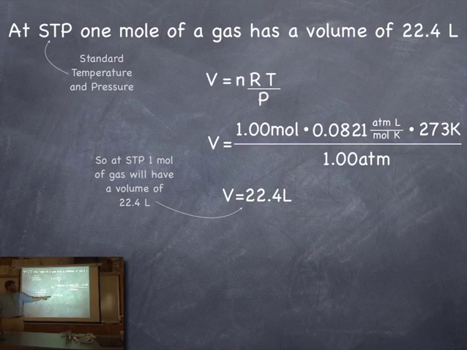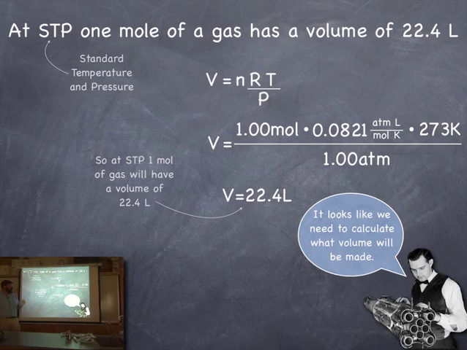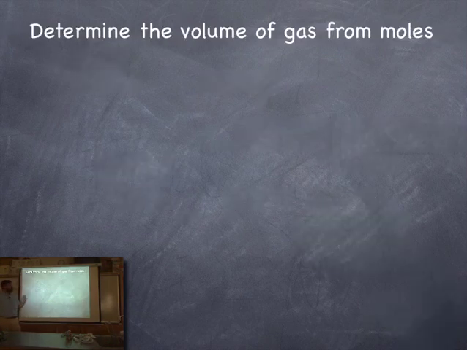So this is a ratio. This is a way that we can convert volume of gases into moles, or moles of gas into volume. What we need to do is calculate what volume will be made from a given number of moles. So we want to take the moles of gas and convert that into volume, because that's typically the easiest way to measure a gas. It's relatively straightforward to put it in a container and measure the volume of the gas.